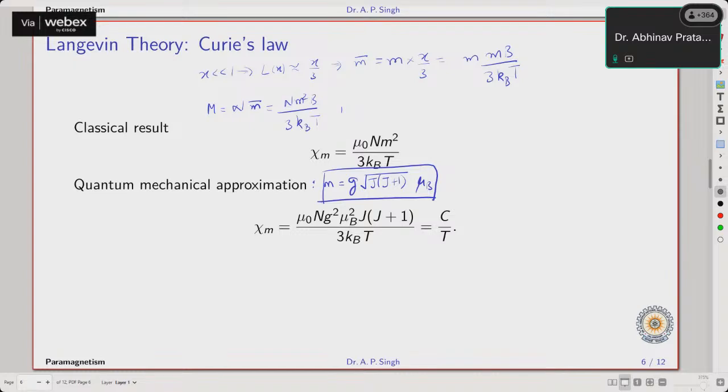So if you make that substitution, then you will get this particular value, which is the quantum mechanical approximation for this Langevin theory. And you can see that the only change we have made is that instead of m, we have written this particular quantity. So this is the quantum mechanical expression for the Langevin theory.